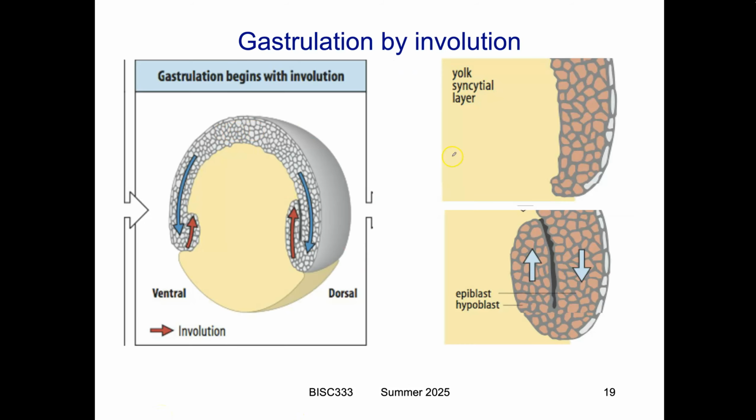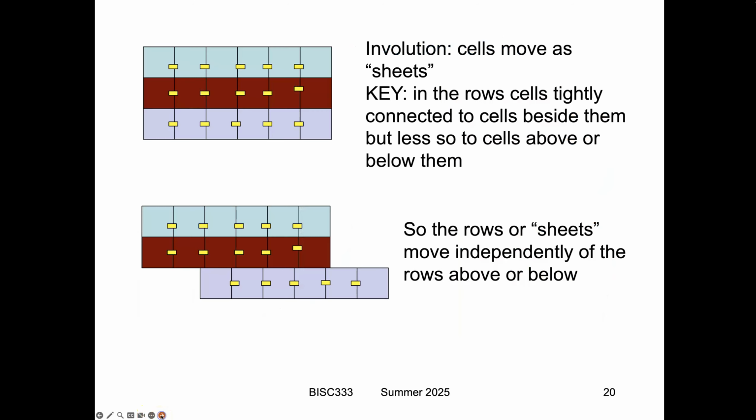And then gastrulation by involution. This is when you have different layers of cells that are moving around and going inside the embryo. The key idea is that the cells are moving as sheets or rows. So if you imagine all these different sets of cells approximately in rows, they have these strong connections to each other side by side. And in the epiboly example, we had these strong connections between the upper layers and the lower layers as well.